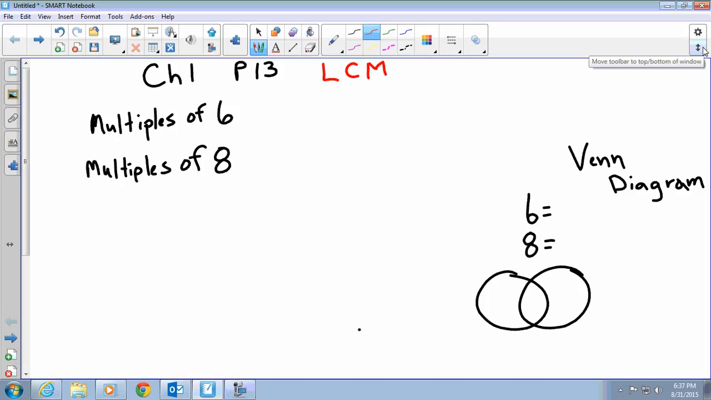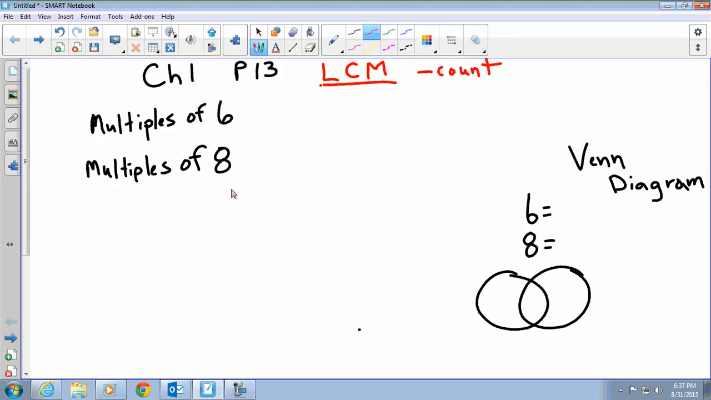We are on chapter 1, page 13, and we are looking at least common multiples, abbreviated as LCM. Essentially, what we're trying to do is find out when these two numbers, 6 and 8, will land on the same number. We're looking at multiples, so when you think of multiples, think about how you count. When you see or hear multiple, you're thinking about counting the numbers.